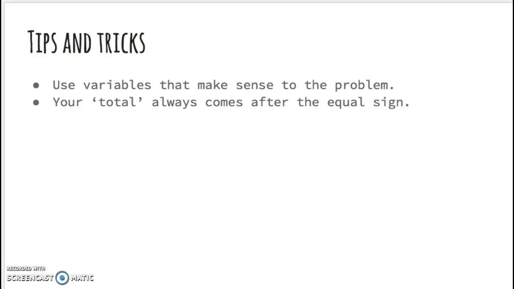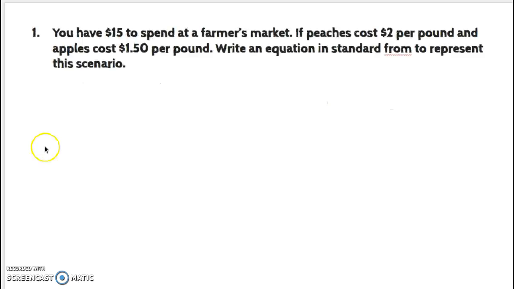Okay, so let's look at the first problem we have. All we're doing is writing the equation for this. You have $15 to spend at a farmer's market. If peaches cost $2 per pound and apples cost $1.50 per pound, write an equation in standard form to represent this scenario. So first of all, remember what standard form looks like: you have ax plus by equals c. a, b, and c are all numbers.